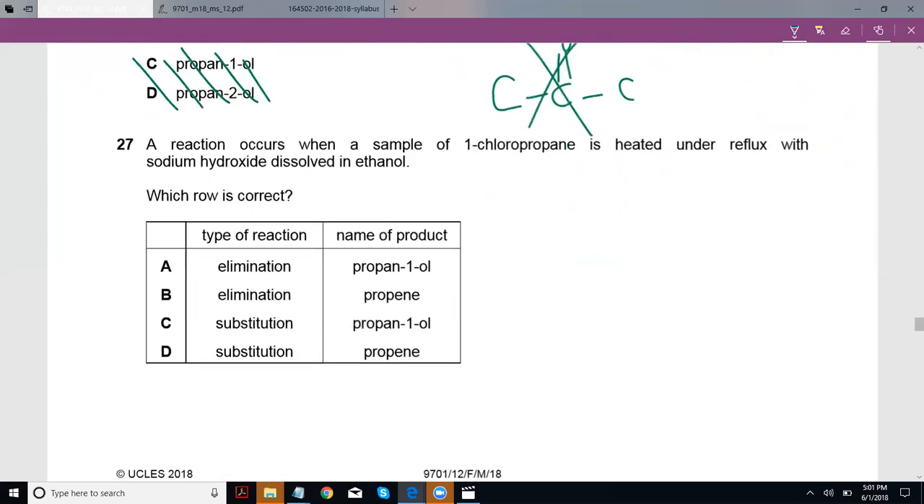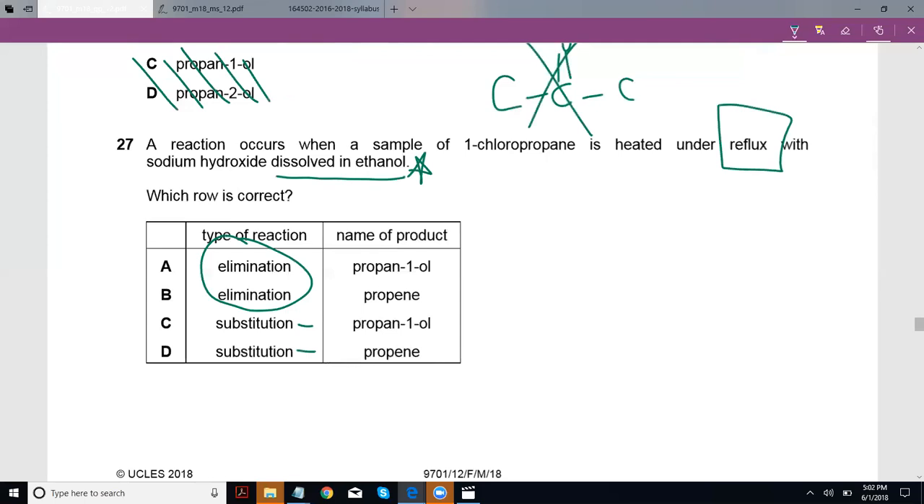27, a reaction occurs when a sample of 1-chloropropane is heated under reflux with NaOH dissolved in ethanol. Okay, so NaOH in ethanol is definitely elimination. Normally, sodium hydroxide could have done stuff like substitution, but when you see it in ethanol, and heated under reflux as well, you should know that that is definitely elimination. Those were the conditions for elimination. I don't know how else to explain it. There's something that one should know.